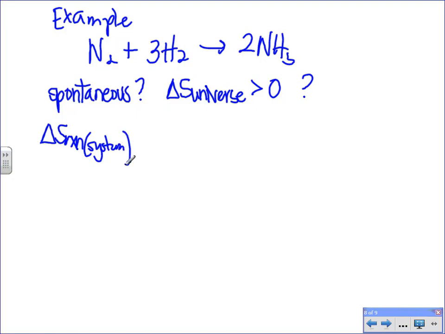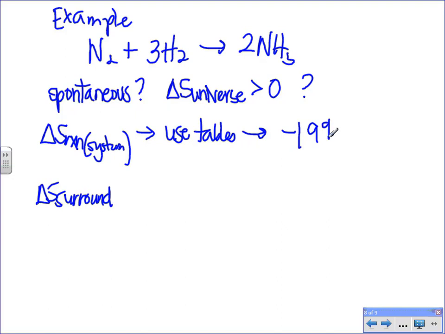To find the change in entropy of the universe, we need the change in entropy of the reaction, which is our system, and we need the change in entropy of the surroundings. And we're able to determine both of these things. So we can use tables to find the change in entropy of the reaction, or of the system, and we find that we have negative 199 joules per Kelvin for this reaction. And if you want to try this, all of these substances are gases for this reaction.